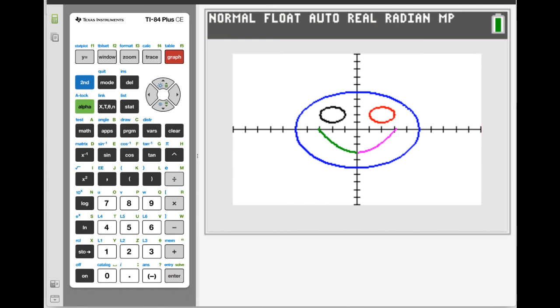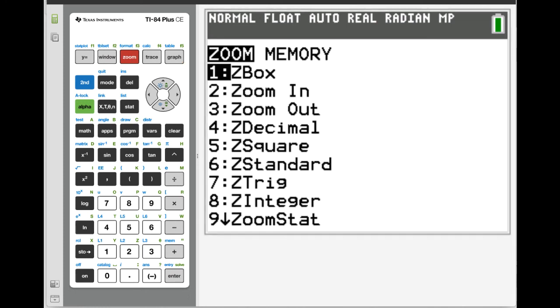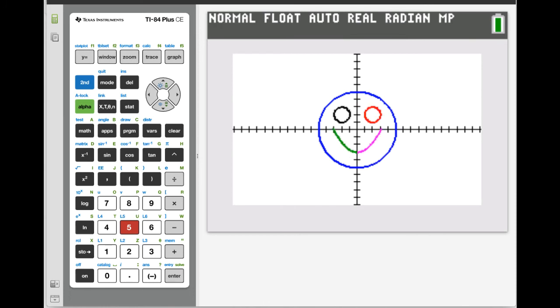We know these are circles. Because I'm going from -10 to 10 on the x and -10 to 10 on the y, look at this viewing rectangle. It isn't square. The x's are being stretched horizontally to fill up that window. So what we can always do is go to Zoom, and ZoomSquare, number 5, will square the window for me.